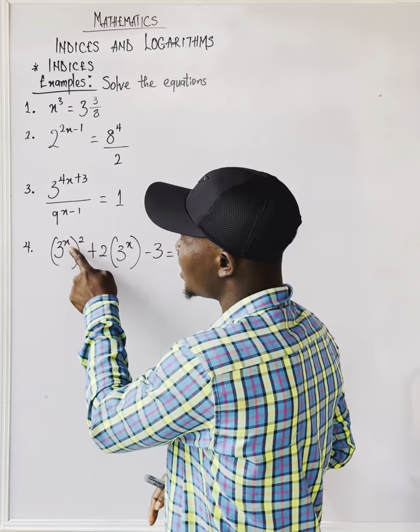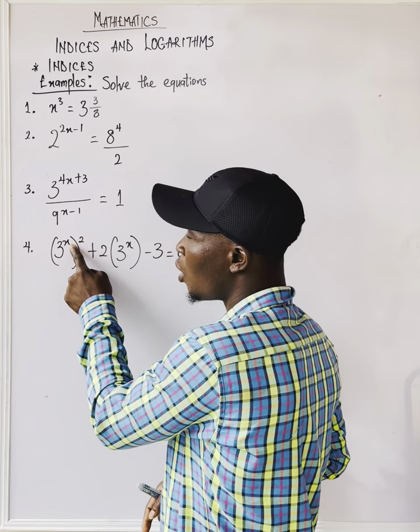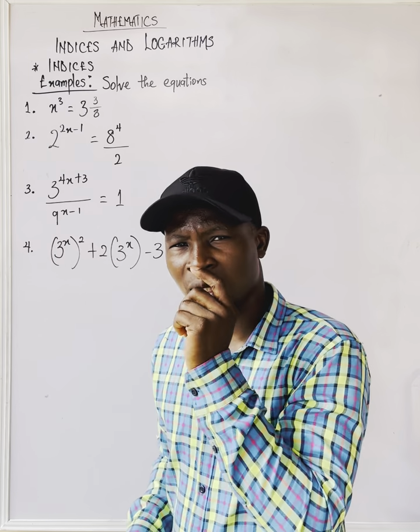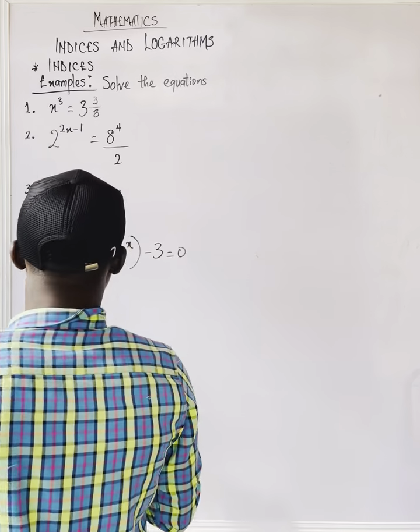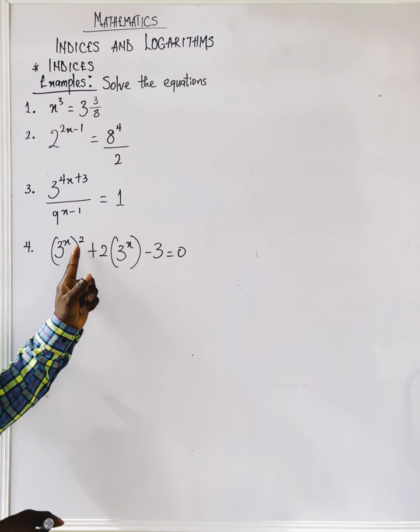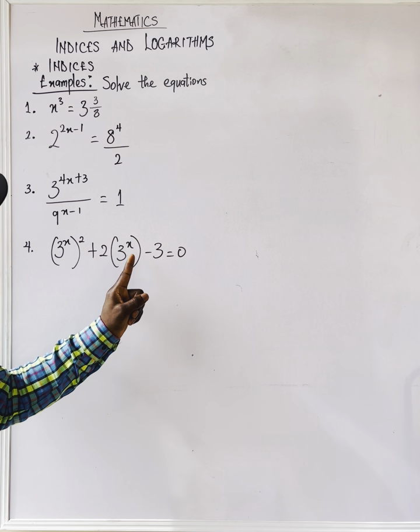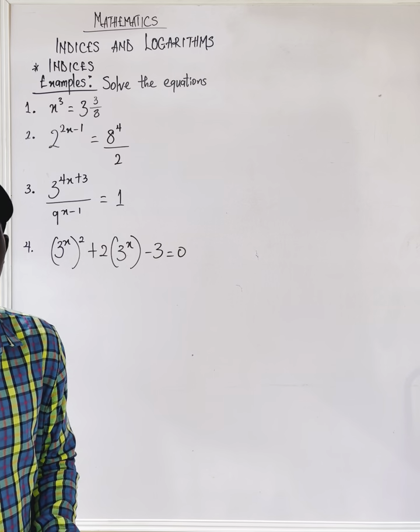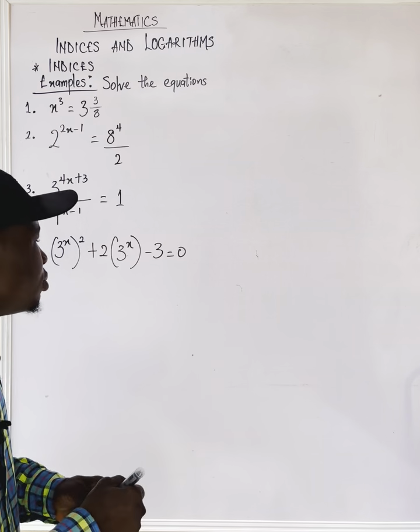There's a change. The x is not down, it's not below, it is up. The x is up. Please make sure you correct that. Now, how do you solve this? We have (3 raised to power x) all squared plus 2 into bracket (3 raised to power x) minus 3 equals 0. How do you solve this question? It's very, very simple. Solution.